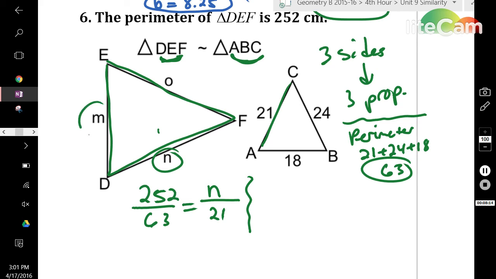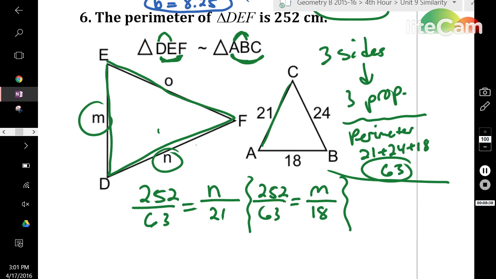For m, repeat the exact same perimeter ratio. M is in the larger triangle, so it's going to go with 252. M is ED, the first 2 letters. AB is corresponding then, and AB is 18. That's the second of your proportions.